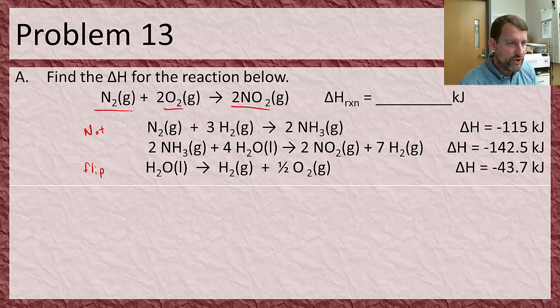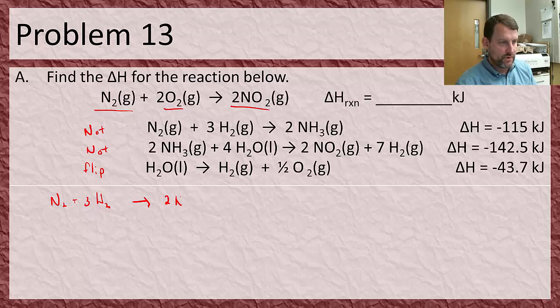And NO2, I go find it, and it should be a product, and it's on the product side, so this is a not flipped problem. And let's write these down then. So not flipped, N2 plus 3H2 yields 2NH3, so the production of ammonia here.